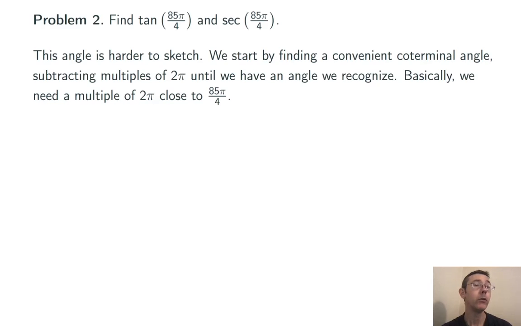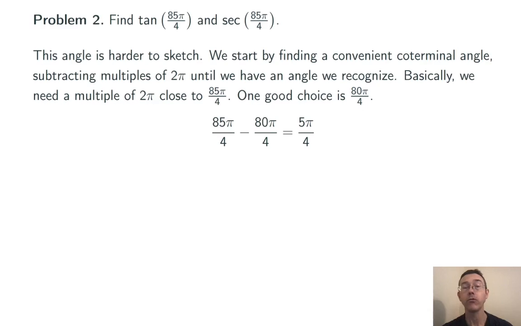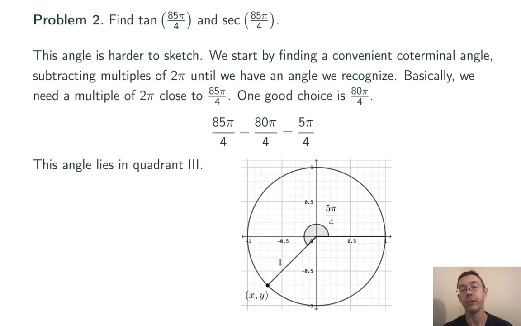So here I'm going to use the fact that 2 pi is 8 pi over 4. That's 1 rotation around the circle, so that's always going to give me a coterminal angle. So a multiple of 2 pi close to 85 pi over 4 will be 80 pi over 4. That's 10 full rotations of 8 pi over 4. Now we subtract that from 85 pi over 4. In other words, subtracting off those 10 rotations, and we're left with the coterminal angle of 5 pi over 4. This is a little easier to sketch.